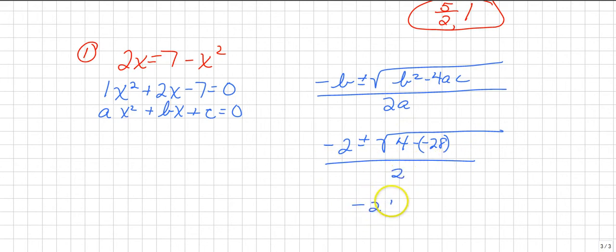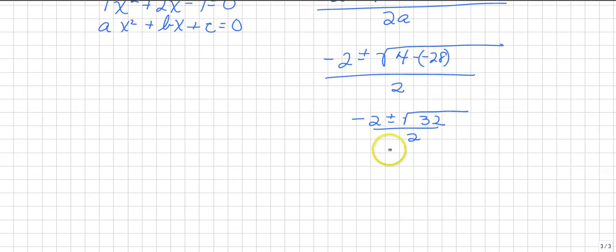Underneath the radical, we're going to combine those numbers together and get 32 over 2, and now we have some radical simplification. So, negative 2 plus or minus the square root of 32 can be factored into 16 times 2. Square root of 16 is 4. We'll bring that out, and the 2 stays under, all over 2.